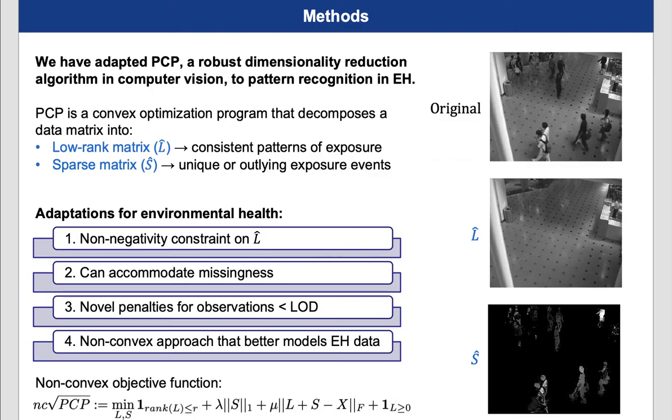recovering patterns of exposure. Lastly, a non-convex approach, described in the objective function below, allows us to better model the patterns available in environmental data than the standard convex approach in computer vision-oriented PCP. This is because environmental data often lack the more defined structure found in imaging data.